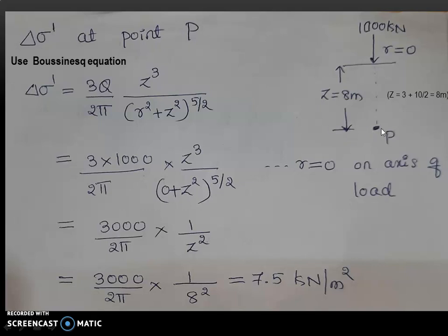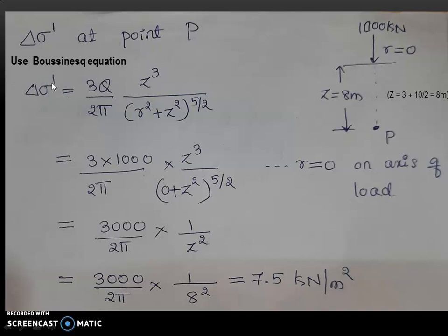The midpoint of the clay layer from the ground surface is at a distance of 3 plus 10 by 2, that is 3 plus 5 equal to 8 meter. So we will find out what is increase in stress at Z equal to 8 meter, that is at point P. And here R is taken as equal to 0 because P exactly lies below the load. So there is no radius R, so we will consider R equal to 0.